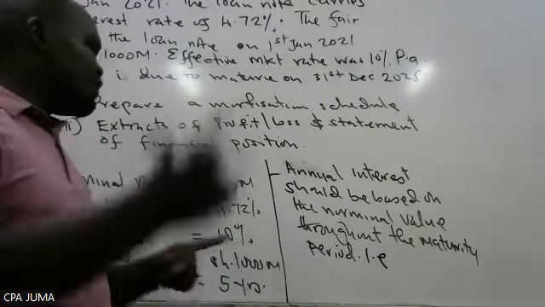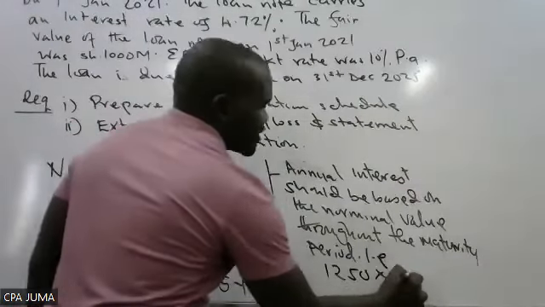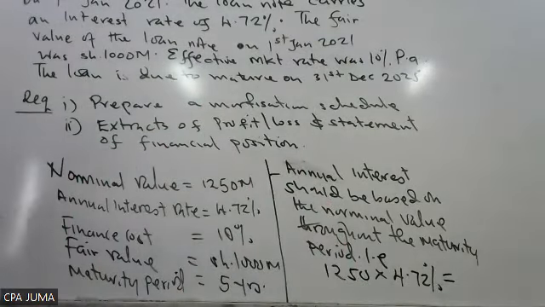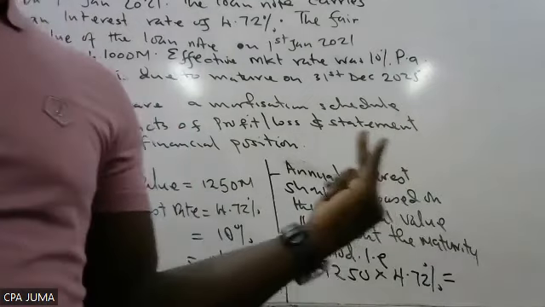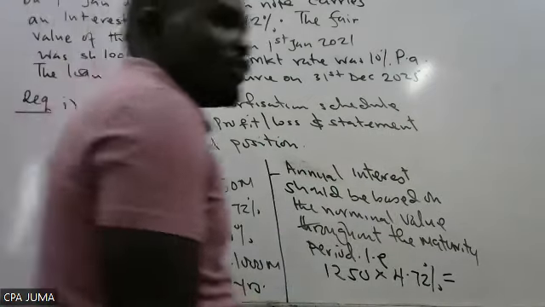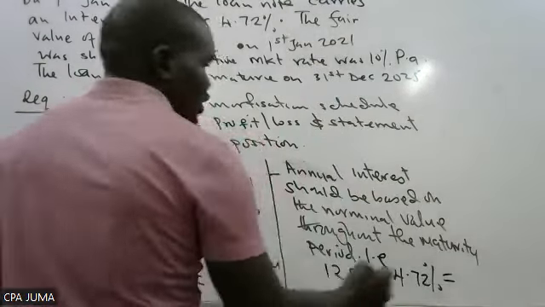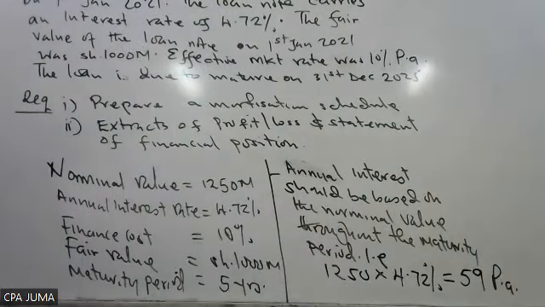So that one will be 1250 times 4.72%. That is what you will receive every year. Get me that value. So per annum, this is the interest you're supposed to receive. You have the market value and the nominal. You charge interest based on the nominal value. So you get 59 per annum.